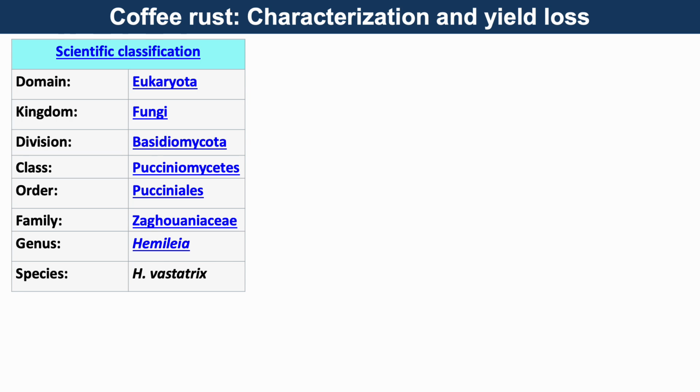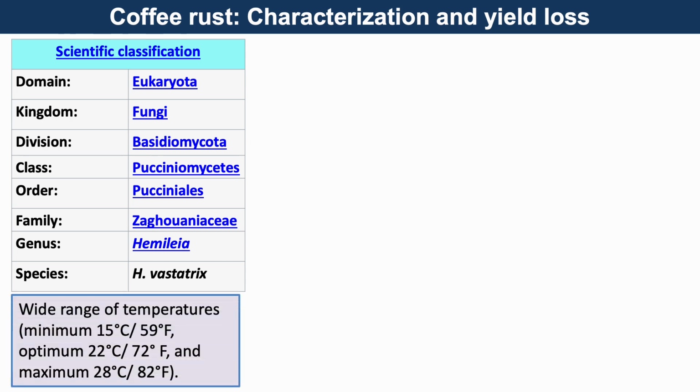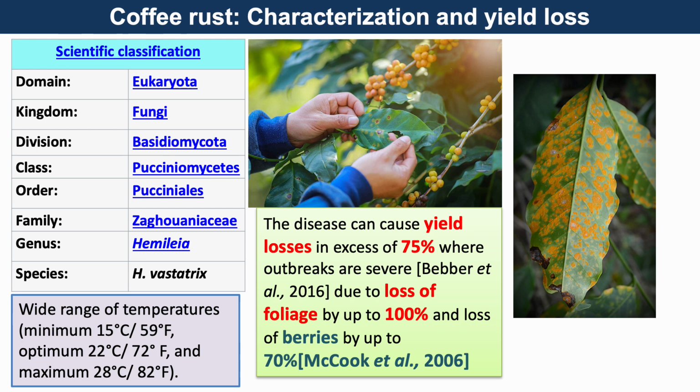The pathogen that causes the coffee rust belongs to the domain Eukaryota, kingdom Fungi, division Basidiomycota, class Pucciniomycetes, order Pucciniales, family Mikronegeriaceae, genus Hemileia, and species Hemileia vastatrix. The pathogen prefers a wide range of temperature, a minimum of 15 degrees centigrade with an optimum of 22 degrees centigrade, and a maximum temperature of 28 degrees centigrade.